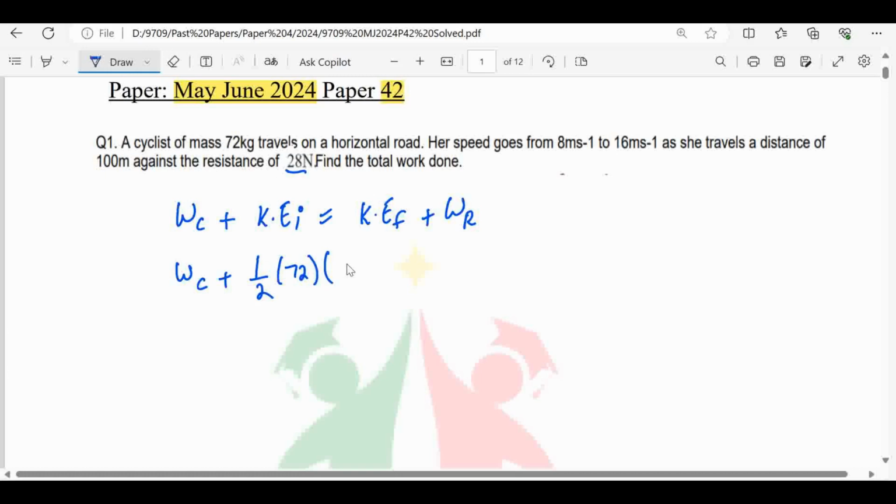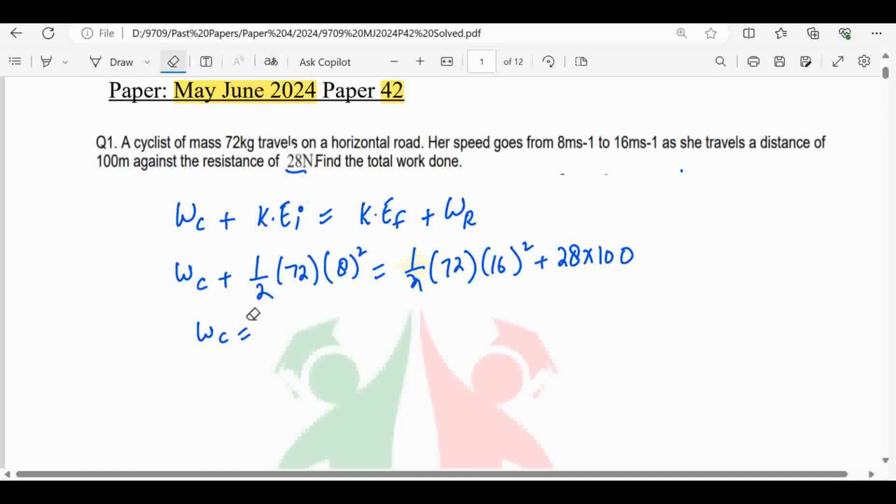So half times 72 times v squared, where v is 8, squared, is equal to half m, again 72, and now the final velocity is 16 squared, plus 28 multiplied by 100, because work done against resistance is force times distance: the resistance is 28 and the distance is 100 meters. Let me simplify it: plus 36 into 64.